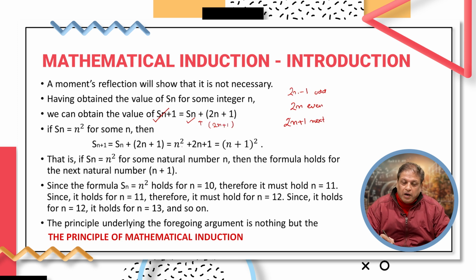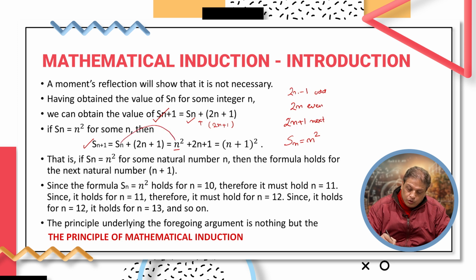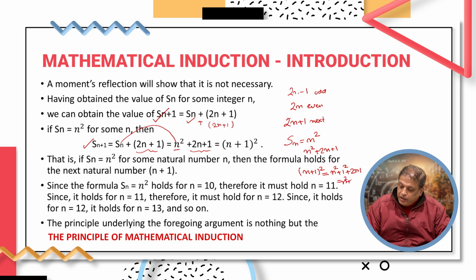Now, if we follow the pattern, that if we say Sn is equal to n square is a correct pattern, then we can rewrite this equation Sn plus 1 is equal to Sn plus 2n plus 1 as n square, because Sn is n square, and 2n plus 1 as it is. Then we get the expression n square plus 2n plus 1, which is nothing but n plus 1 whole square, because n plus 1 whole square is n square plus 1 square plus 2n into 1. So that is n square plus 2n plus 1, which is nothing but n plus 1 square.